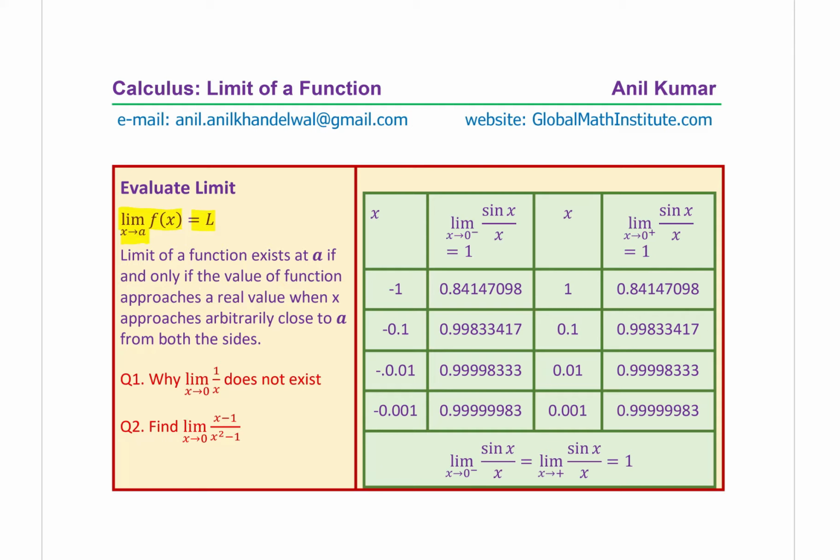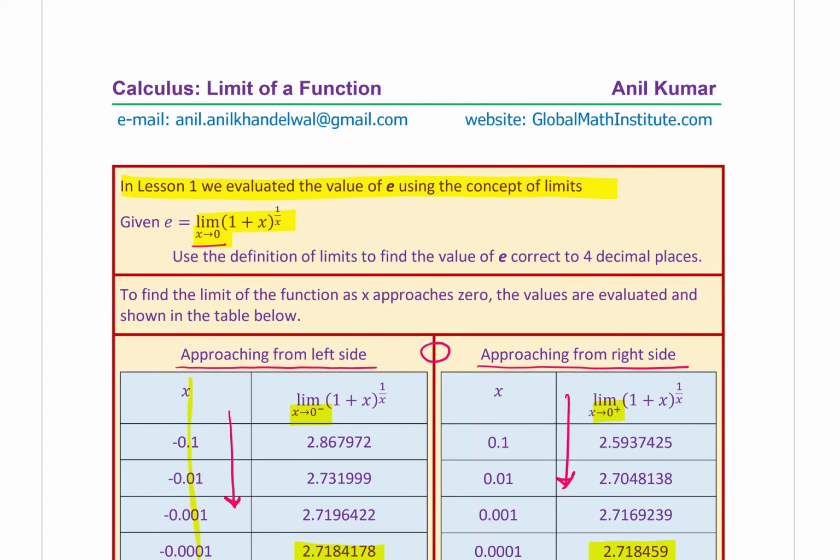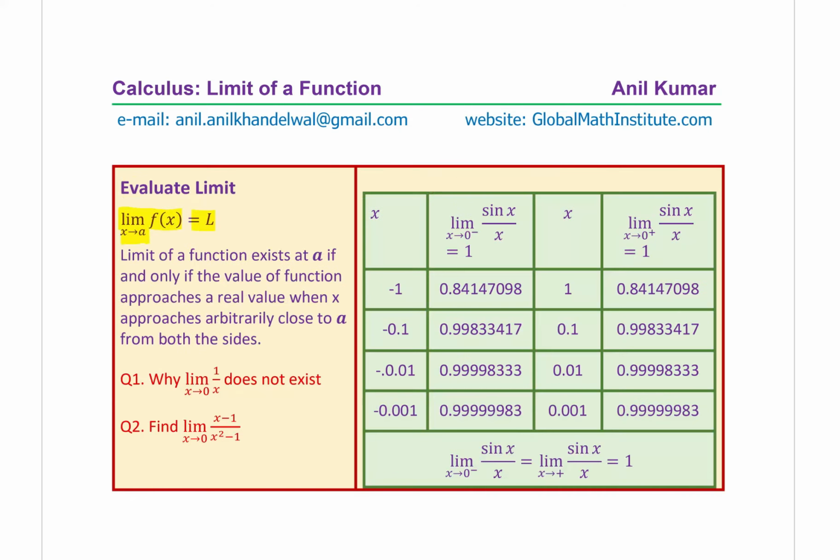So this is the limit of a function existing. What does it mean? It means the limit of a function exists at a if and only if the value of the function approaches a real number when x approaches arbitrarily close to a from both sides. Correct? That is what we discovered in the previous example, last lesson. It approaches the same value from both sides and the value is real. So that is the definition which we have to keep in mind when we are evaluating limits. Is that clear to you?